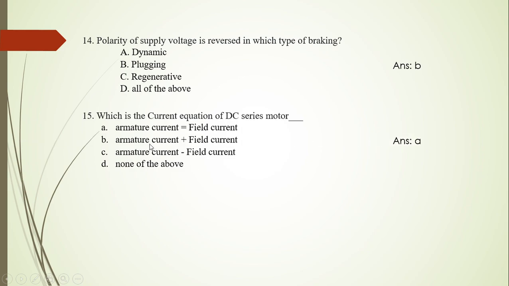The remaining options are not the right ones, because they are armature current plus field current, armature current minus field current, and none of the above. Options B, C and D are not correct. Option A is the right one.